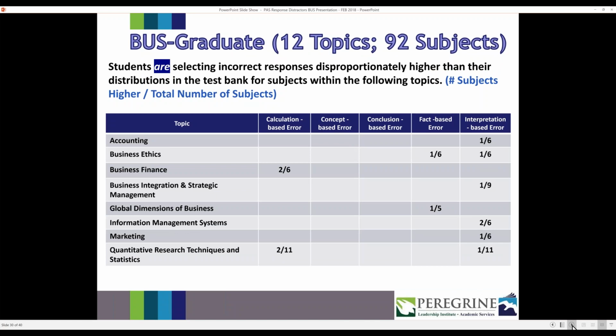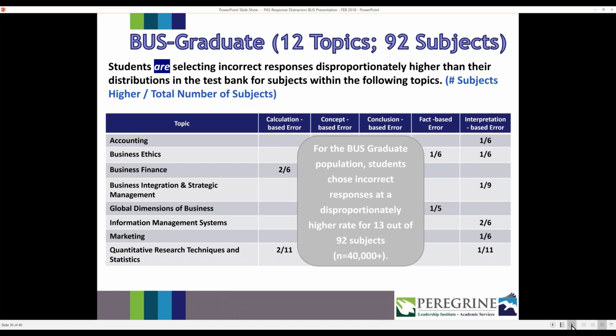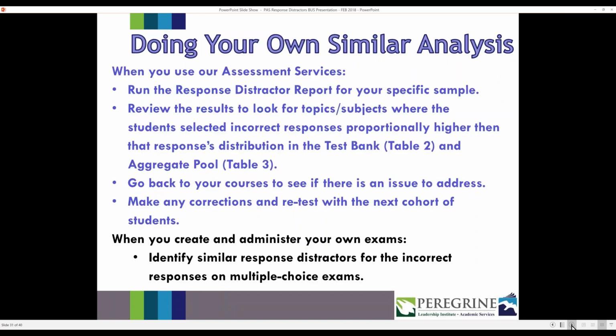And then here's another example of the different distributions of the incorrect answers. And in this example of a business graduate population, they are choosing incorrect responses at a disproportionately higher rate for 13 out of 92 subjects. So you get this good information, and you can do even further analysis with your team.